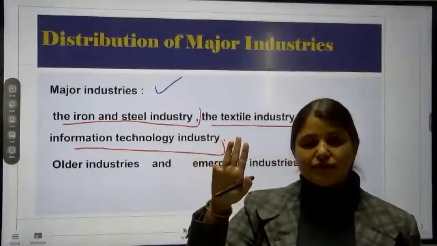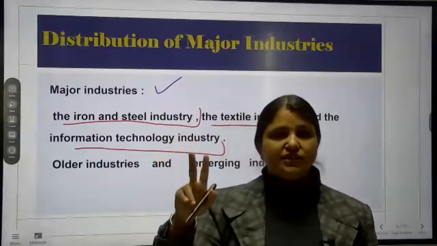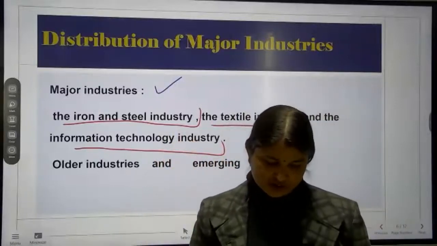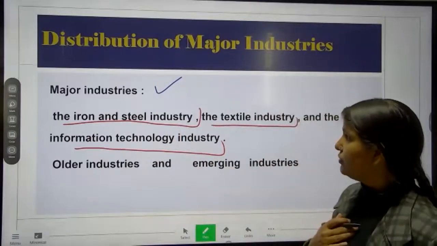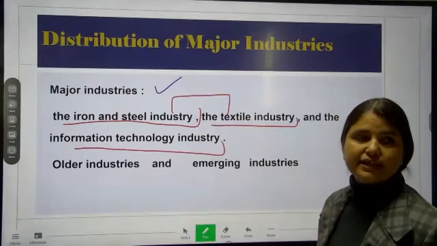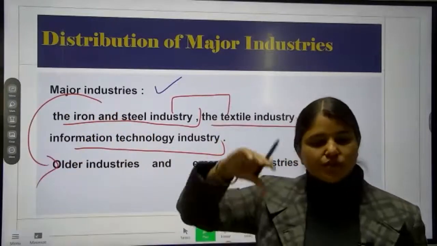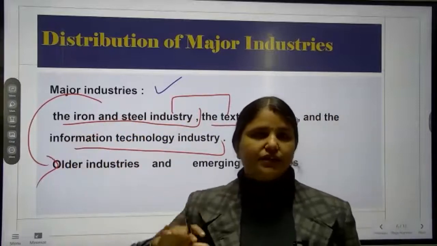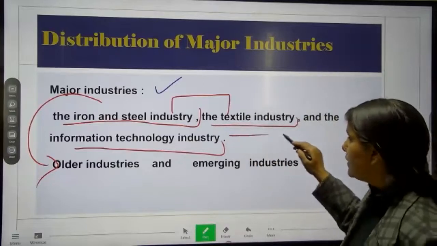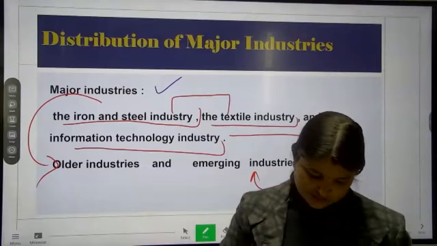Mainly we have three industries: the iron and steel industry, the textile industry, and the information and technology industry. The iron and steel industry and the textile industry are known as older industries, meaning they have been working in the world for a very long time. But the information and technology industry is known as an emerging industry.